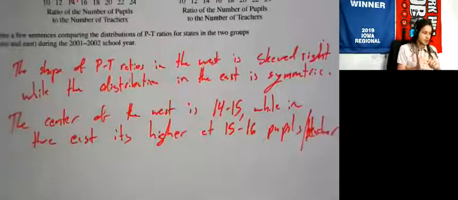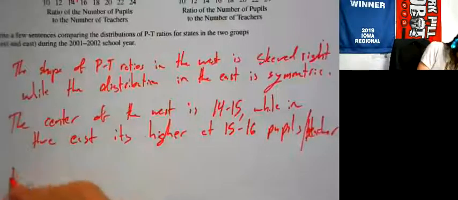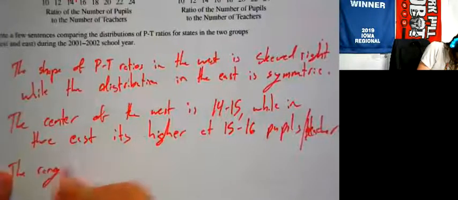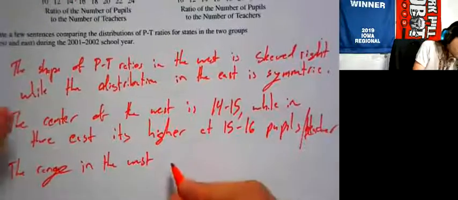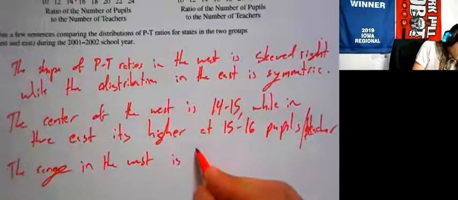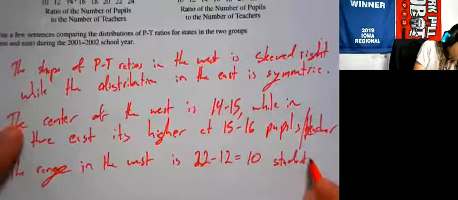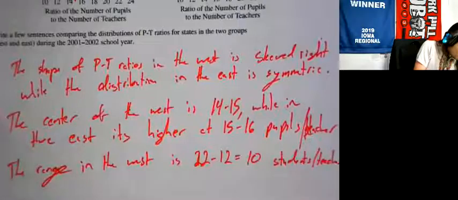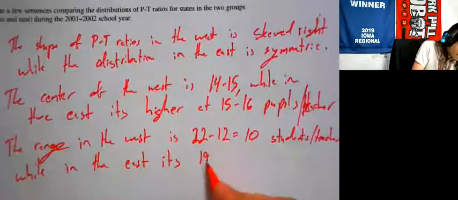Shape, center, spread. I would just talk about the range. It's easiest to see. The range in the West is 12 to 22, is 22 minus 12 equals 10 students per teacher. While in the East, it's, what is that, like 19 minus 12 equals 7.